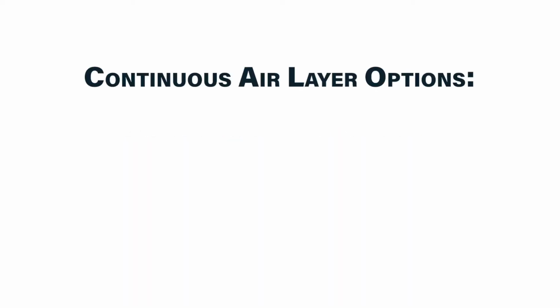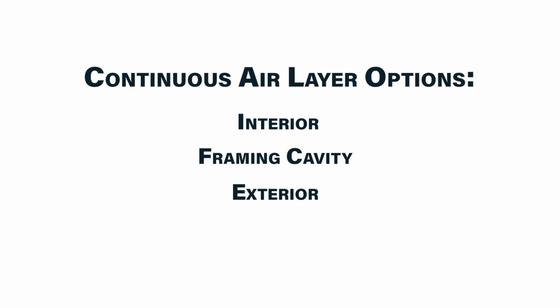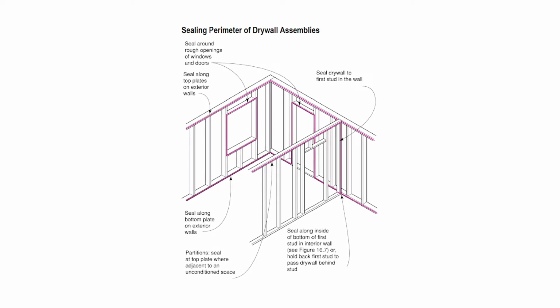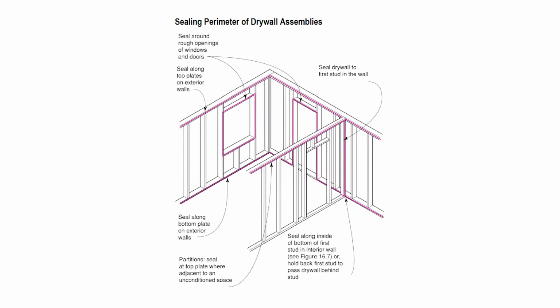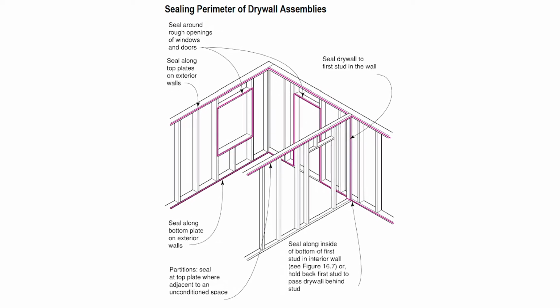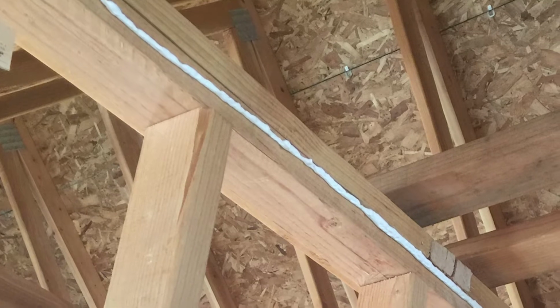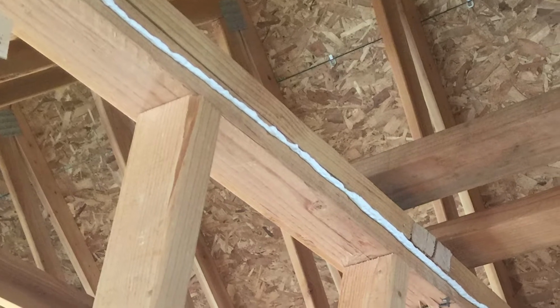So, where do we locate your continuous air control layer? You have three options, of course: continuous on the interior, in the framing cavity, or on the exterior. The most common approach on the interior is usually referred to as the airtight drywall approach, or ADA. You seal the margins of each drywall panel and margins of any penetrations or cutouts to each panel with a sealant or caulk. The sealant bead must be continuous to get a complete air seal.